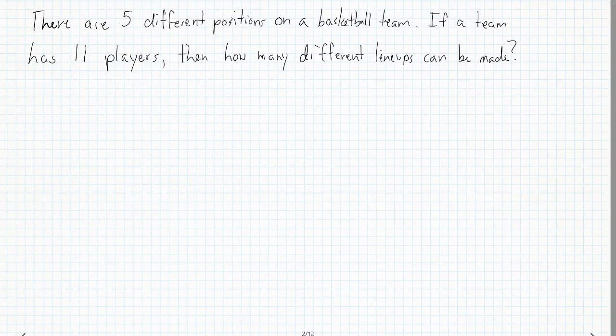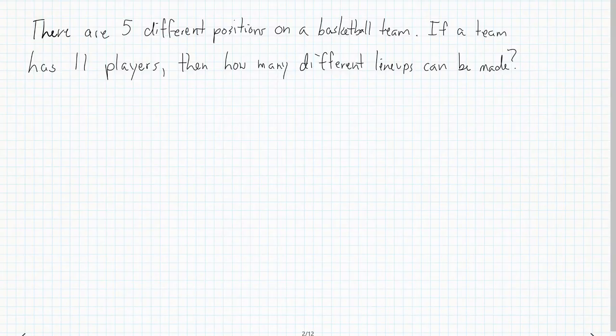let's start to see some different sorts of approaches on problems. There are 5 different positions on a basketball team, and if a team has 11 players, then how many different lineups can be made? So you don't have to necessarily know basketball. What we're talking about is a lineup. This could be people forming a line in a class. Say you have 11 people in a class and you want 5 people to form a line. Same thing if you have 11 songs on a CD and you want to pick your favorite 5 and line them up in order on your own mixtape. Well, mixtapes are out of date now, but hopefully you get the idea in terms of what's going on.